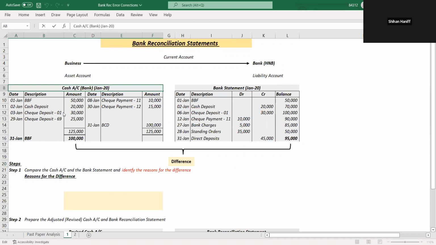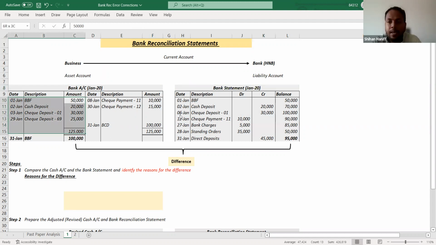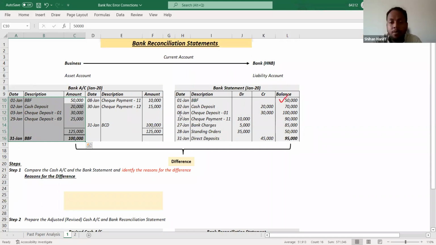Then there is a check deposit 01, deposited on 3rd January. Normally, remember, if we deposit a check, there is a clearance process. It will take about 2 to 3 days to realize the money in our account. That is why the check deposited on 3rd January was realized in the bank on 6th January.